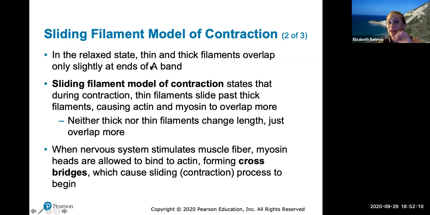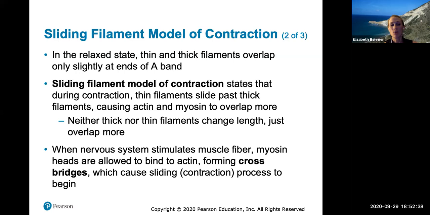In a slightly relaxed state, your thin and thick filaments will overlap. The sliding filament model of contraction states that during contraction, thin filaments will slide past thick filaments, causing the actin and myosin to overlap more. It's important to note that neither the thick nor the thin filaments change their length. They only change the amount of how they overlap.